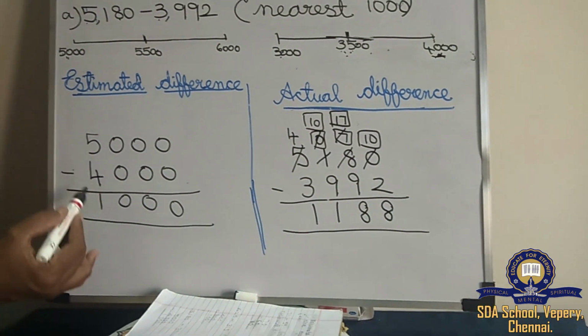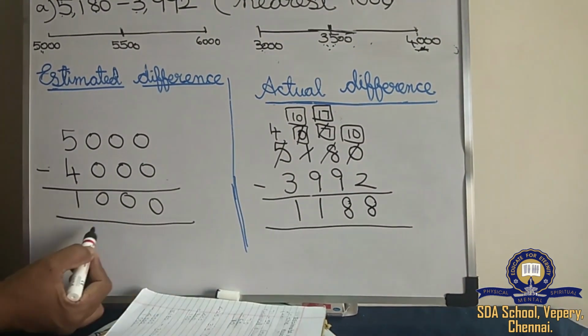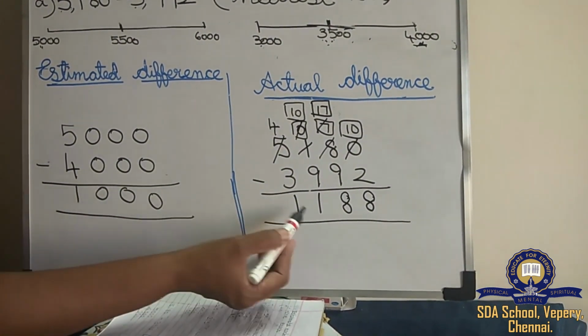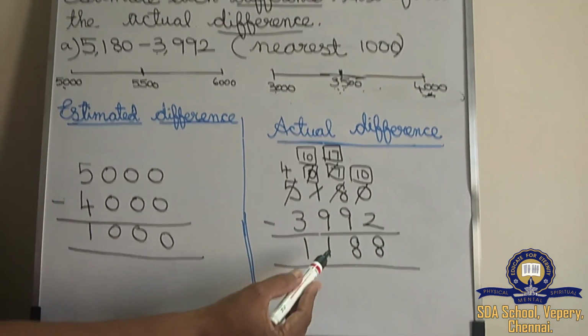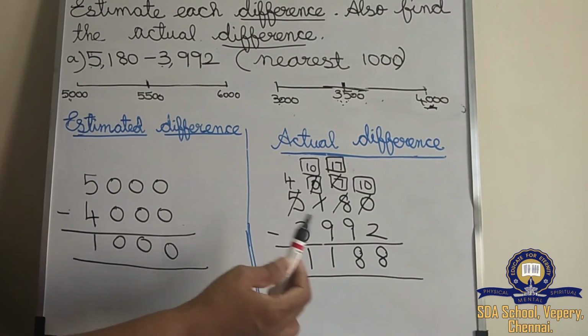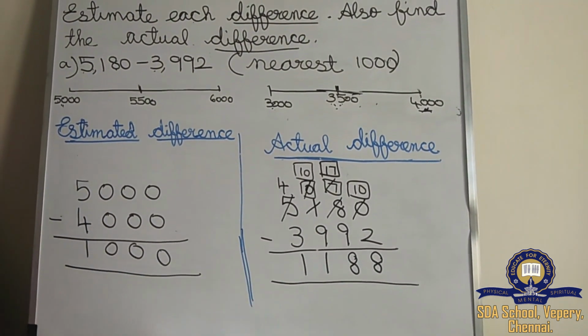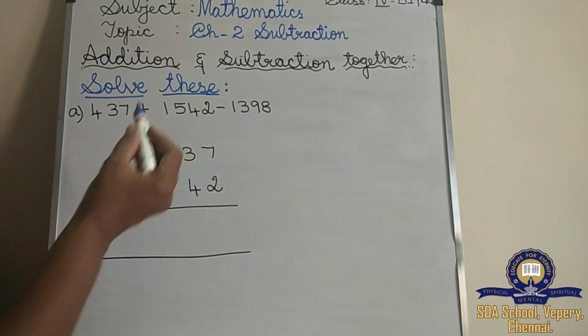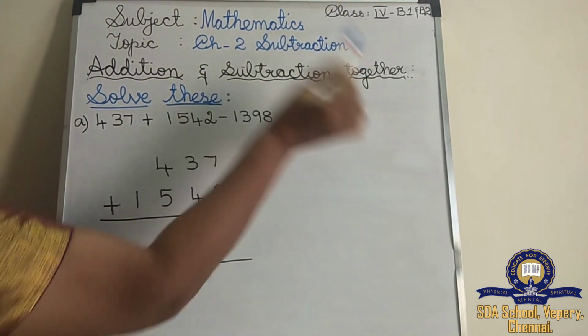1188, and see, estimated 1000. See, it comes below 1500. See, can you see the difference? So this is the answer. Are you thorough, children? You learn the sums by doing some other number, and you have to practice at home. Okay, children, now we'll see addition and subtraction together.